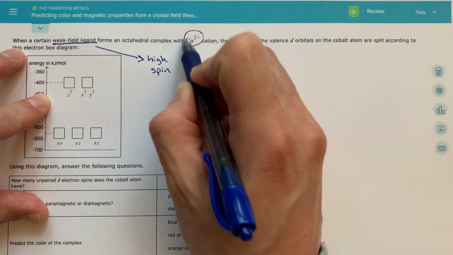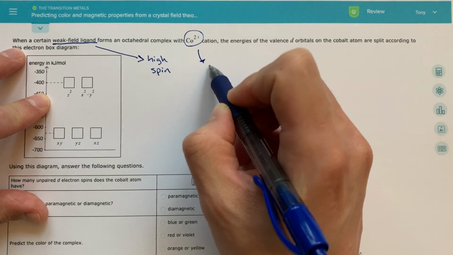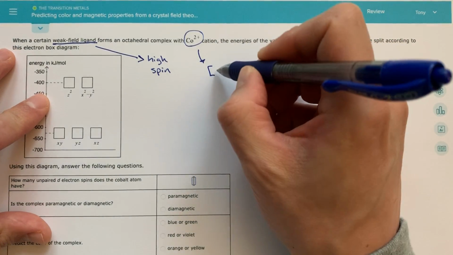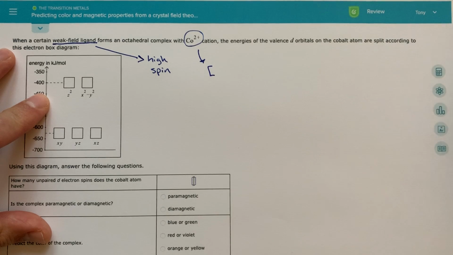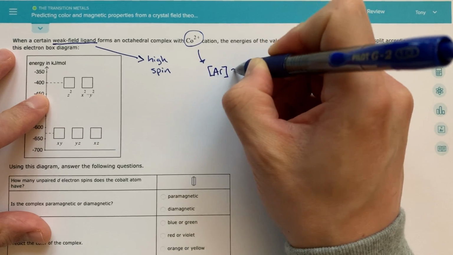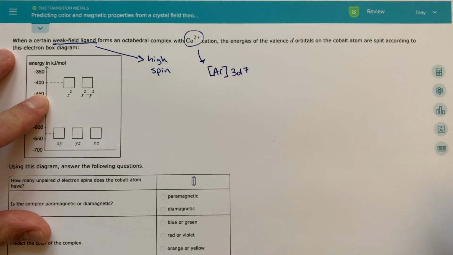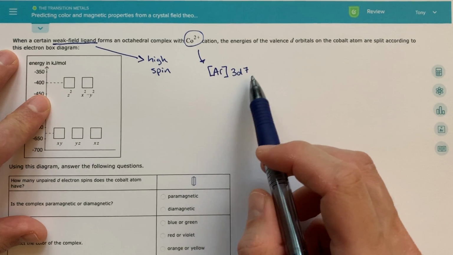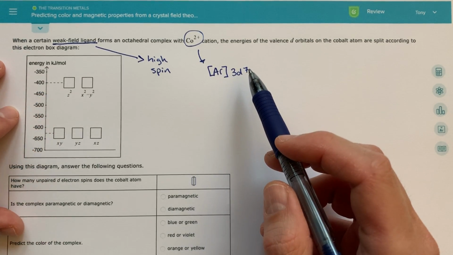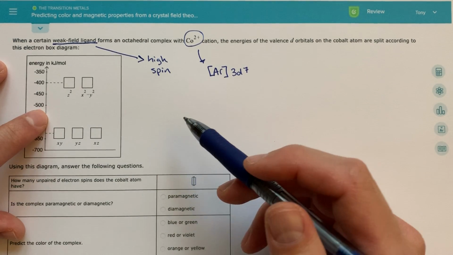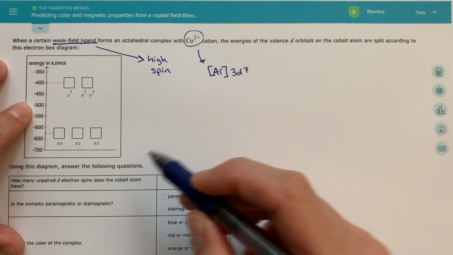Cobalt 2+ cation. So if I've got a cobalt 2+ cation, then our electron configuration is going to be, where's cobalt? Argon 3d7. Yep. So argon 3d7 is going to be the electron configuration. So we're going to have 7 d electrons. We're already told that it's octahedral, so we can go ahead and fill in our electron configuration diagram here.